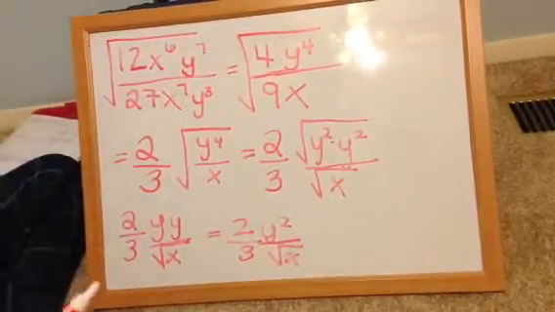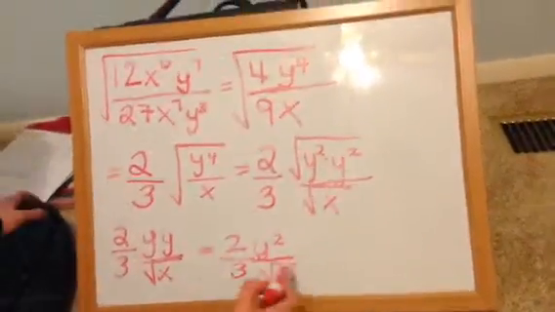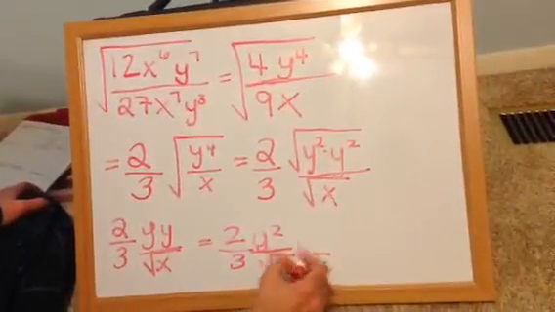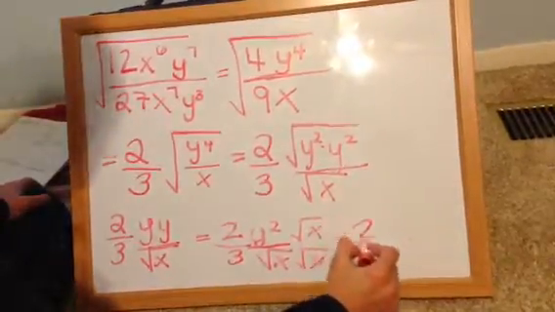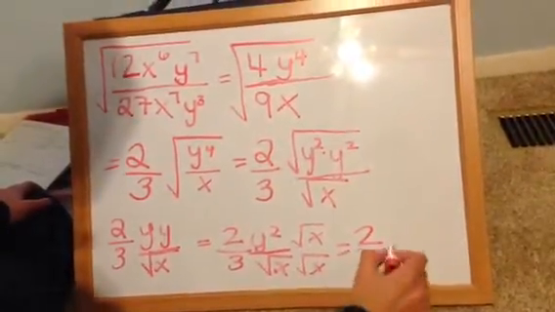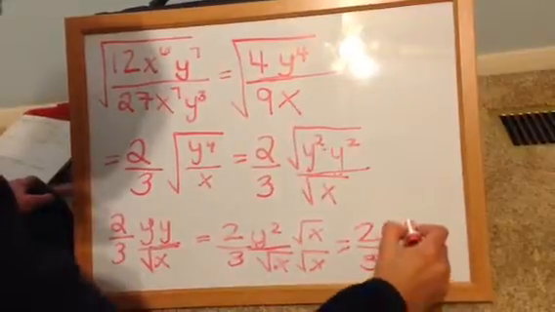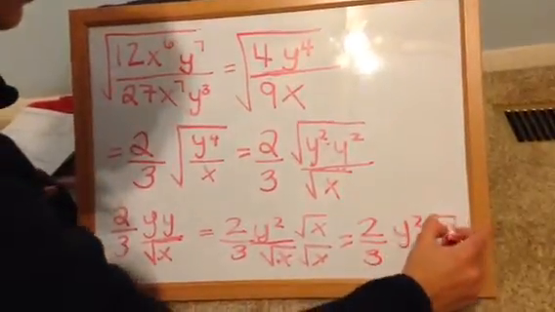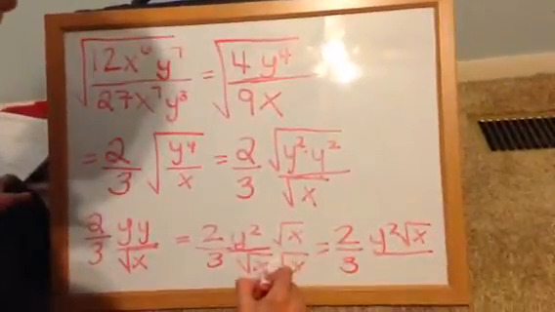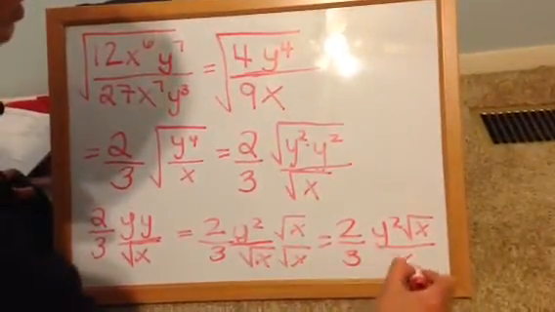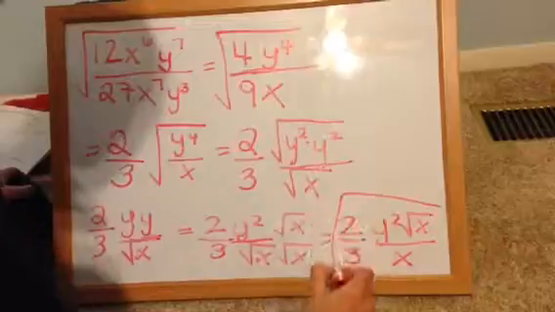Now we don't want any radicals in the denominator, so we're going to go ahead and rationalize this. I'm going to multiply the top and bottom by the square root of x. And I'm going to have 2/3 y squared square root of x over square root of x times square root of x is x. And that would then be my answer.